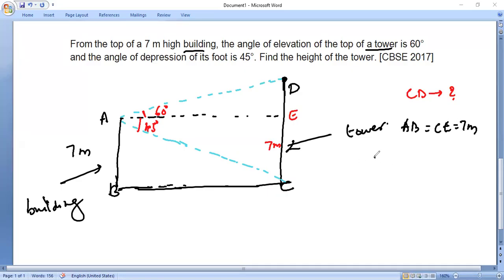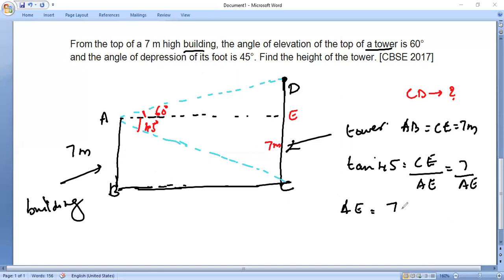Now we need to get DE, and then we'll be able to find out CD. In order to get DE, tan 45 is the opposite side CE by the adjacent side AE. That will be equal to 7 by AE. We know tan 45 is 1, so AE will be equal to 7 by tan 45, which is 7. So we got AE as 7 meters.